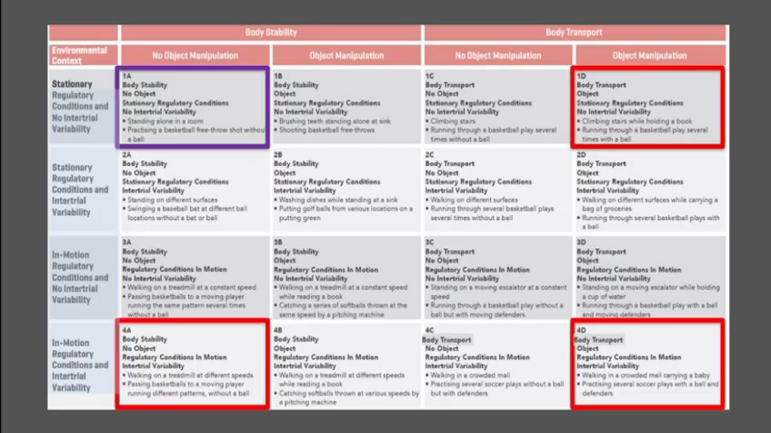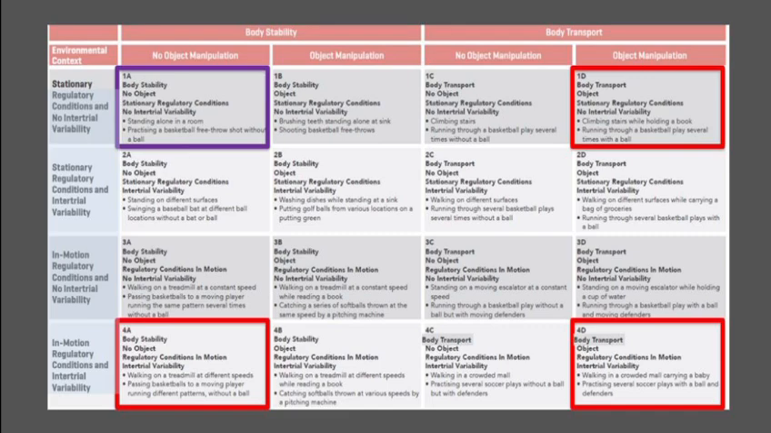Alright, so what even is gender taxonomy? As you can see, the classification system has two dimensions. The first dimension is environmental context. It usually involves the regulatory conditions, to see whether the skill is affected by the environment around them. And next will be internal variability. This talks about whether the skill changes from trial to trial.